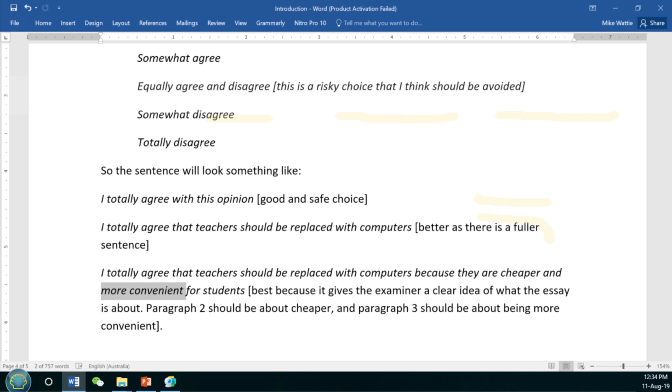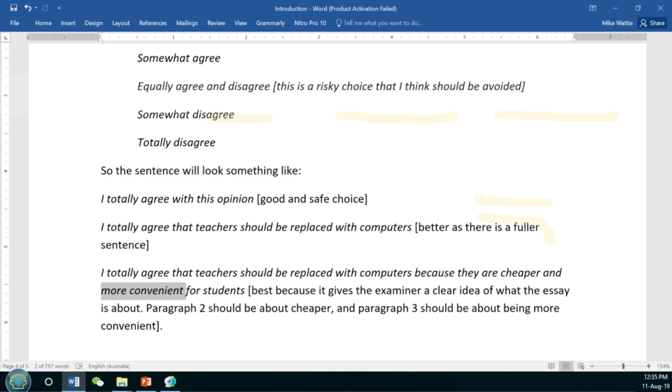or totally disagree, unless you're trying to get a very high score of maybe 8 or 9, where a concession is quite handy just to show a bit of sophistication to the examiner, or in the situation you just can't come up with 2 reasons for totally agreeing or 2 reasons for totally disagreeing.